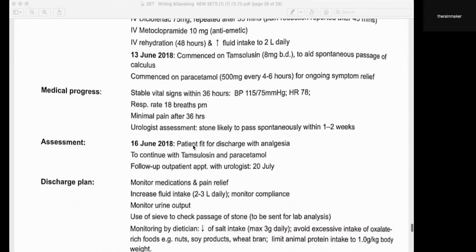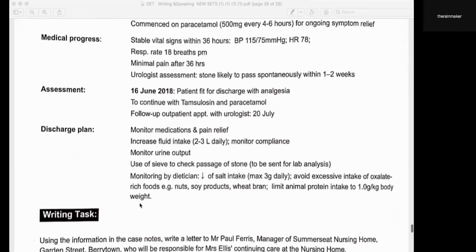So your assessment. Here, final assessment on the day of discharge, you see 16th June here: patient fit for discharge with analgesia, to continue temocillin and paracetamol. So here it is. You can write the dosage of these things because it is going to be continued in the future. Now, discharge plan: monitor medication, pain relief, increase fluid intake, monitor urine output, use of a sieve to check for the passage of stone for future lab analysis. Then monitoring diet to decrease salt intake, avoid excessive and so on. All of them can be included here.